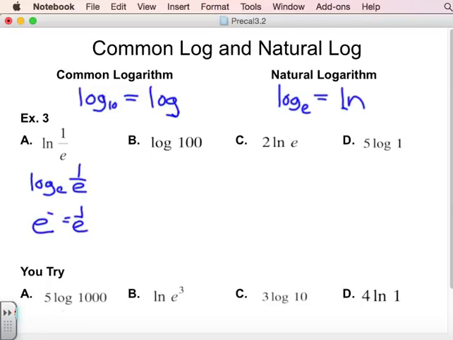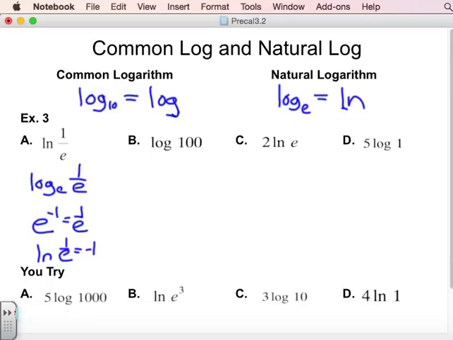Well, what would it be? If I move it to the bottom, it'll make it positive, and I don't have any other exponent on e, so it must just be e to the first. So then ln of 1 over e is negative 1. If I raise e to the negative first, it'll give me 1 over e.